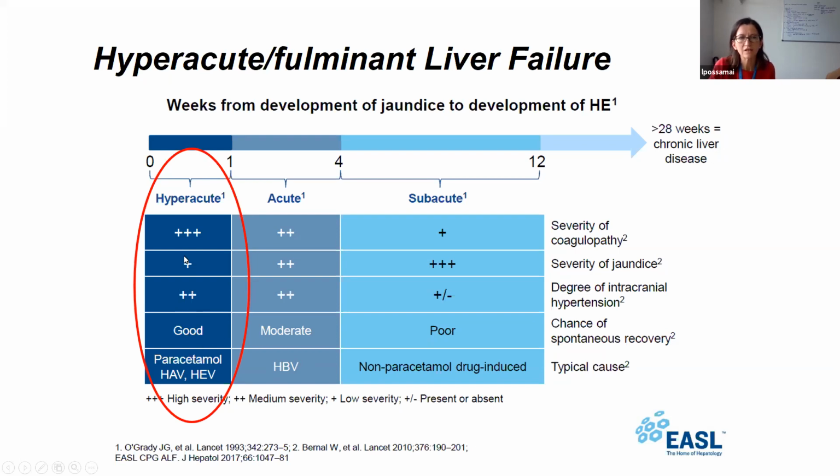And that means it behaves slightly differently as a clinical entity to the more indolent forms of acute or subacute liver failure. It tends to have a much more pronounced prolongation of the prothrombin time, less pronounced jaundice, and the intracranial hypertension and hepatic encephalopathy and hepatic coma can be more pronounced. And almost paradoxically, however, it does have a better chance of spontaneous recovery.